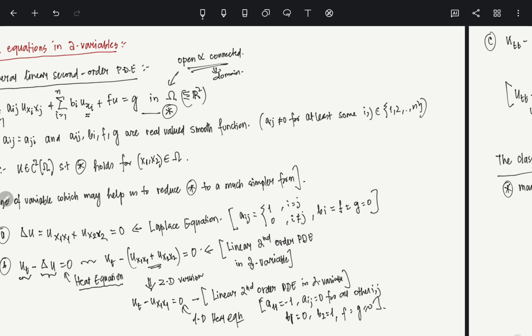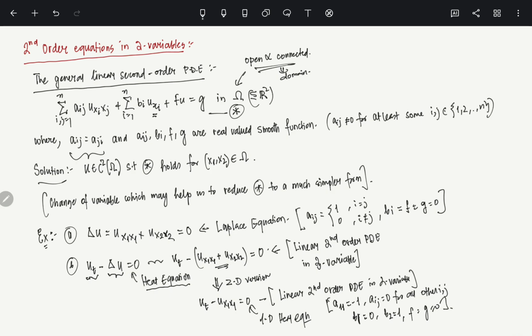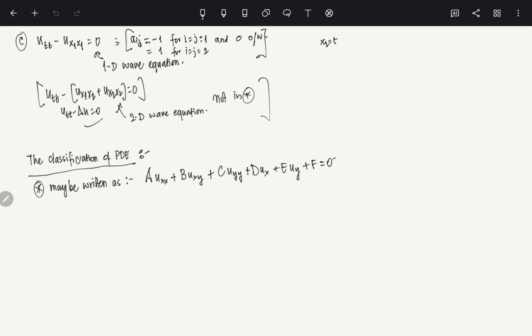Since this symmetry part is there, you can reduce the whole thing down to this. Of course, A, B, C, D, E and F are all smooth coefficients, just functions of x and y. It does not contain any u, because of the linearity. I hope this is clear. Now let's call this double star. This is the main thing which you are going to use.